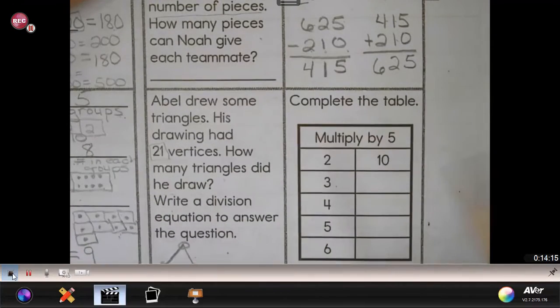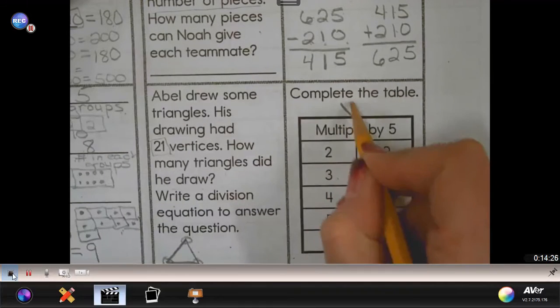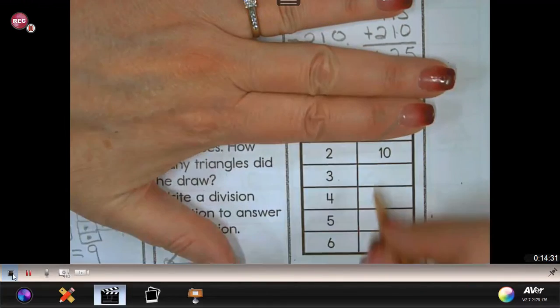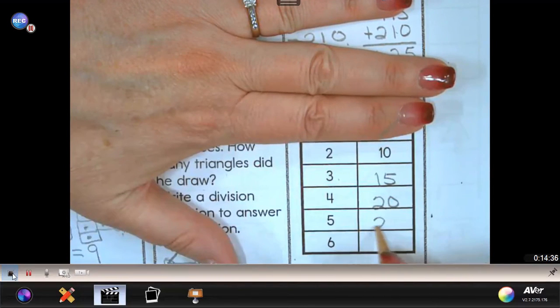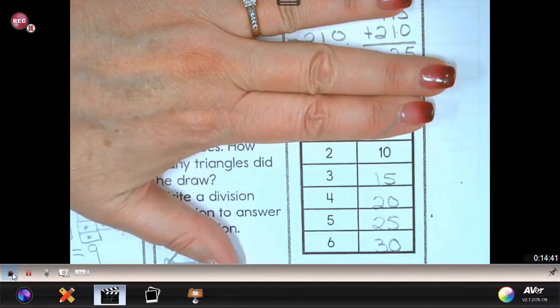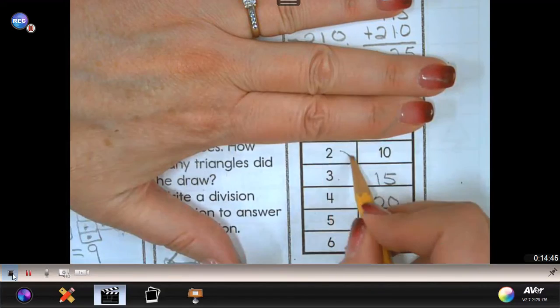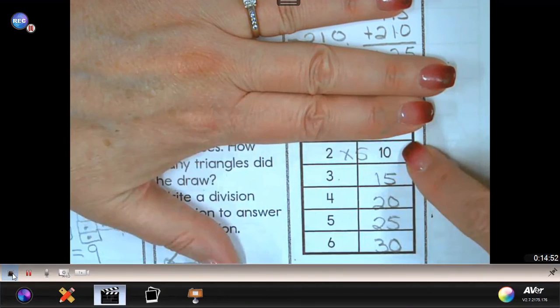The next part of our review warm-up is an input-output table. So it's asking us to multiply by 5. Now in some cases they don't give us this. Sometimes we might have to know and see that there's a pattern going from input to output. But in this case they give us the rule. But if we were to look at input to output, we could see that if I multiply my input by 5, this would be my output.